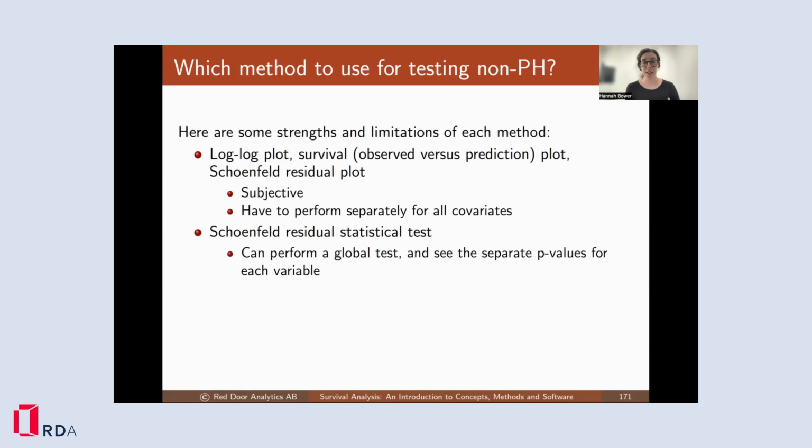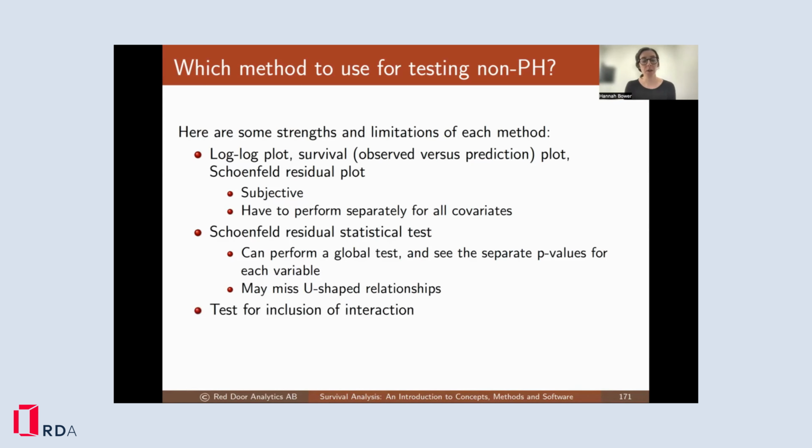If we then take the Schoenfeld residual statistical test, I think this is a bit better. You can perform a global test, which is really nice. And you can also see the separate p-values for each variable. So it's nice to have that combination of the overall and the separate values. The one problem with the Schoenfeld residual test is that it may miss U-shaped relationships. So if you remember that we plotted these and we had the line that we saw across the residuals, if this was a U-shaped relationship, it may not be able to see this. So then you would want to also look at the graph actually.